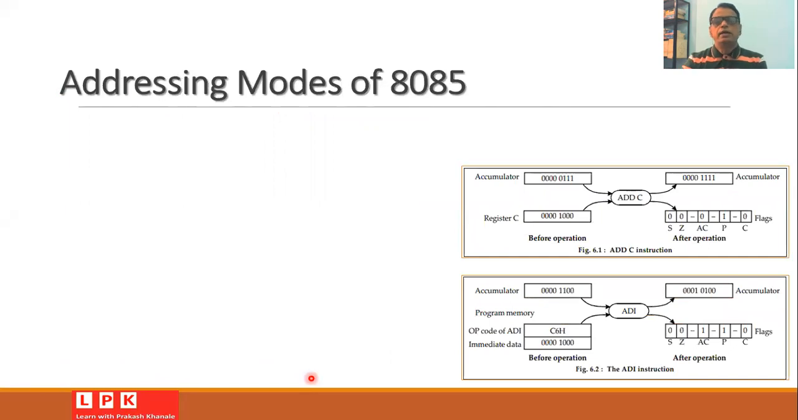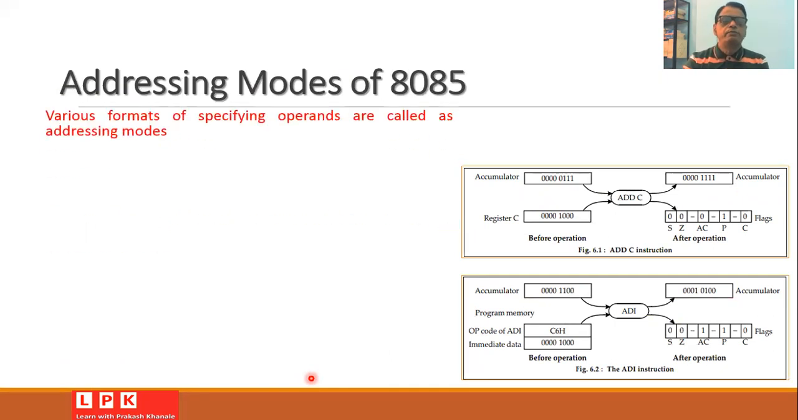Now let us understand the different ways of addressing in 8085. So there are different addressing modes for the 8085. Addressing modes are nothing but the different formats of specifying the operands. Whenever we specify the operands for the microprocessor 8085, there are different formats that we can make use of, and these formats are called the addressing modes of 8085.